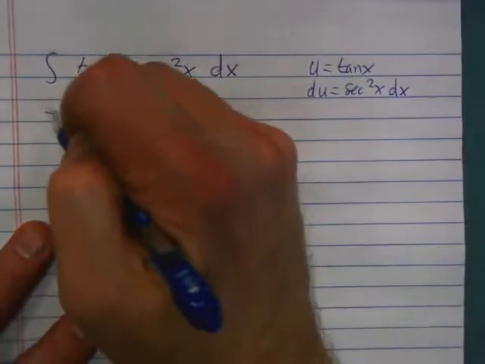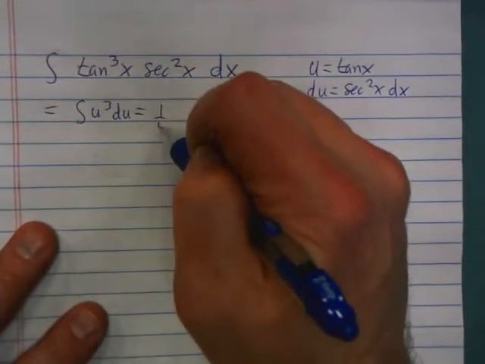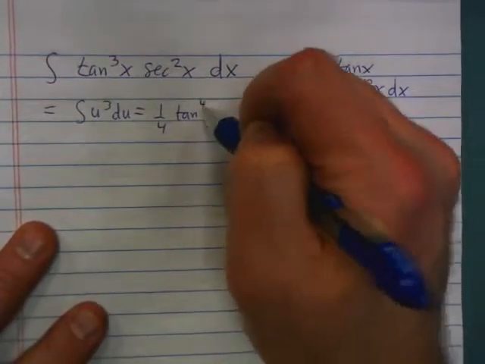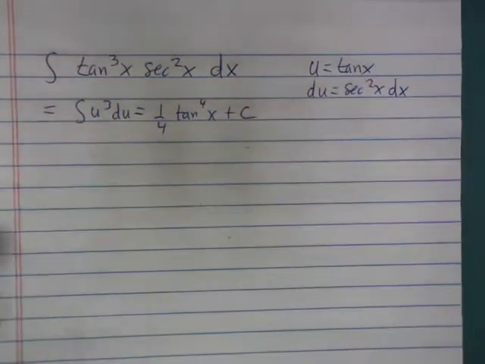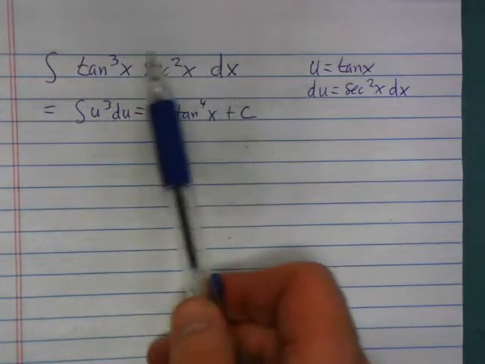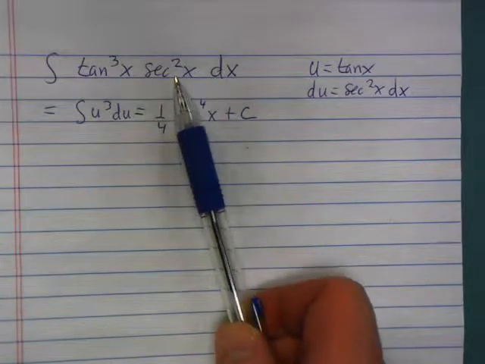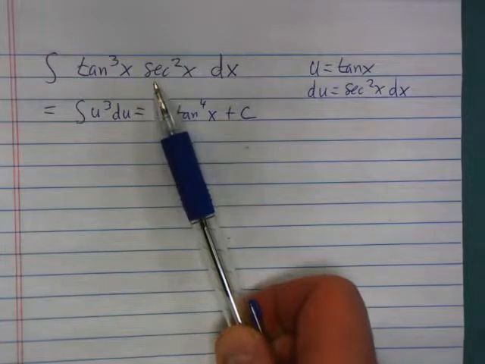All right, so this just becomes the integral of u cubed du. So that's going to be 1/4 tangent to the 4th x plus c. All right, so here's the general rule. The first general rule with these is you want to look for secant with an even power. Secant with an even power is a very good thing for tangents and secants.